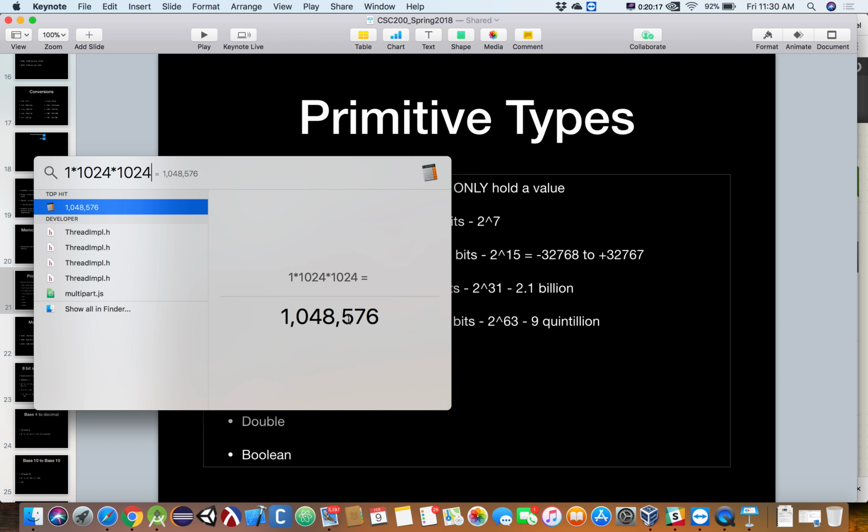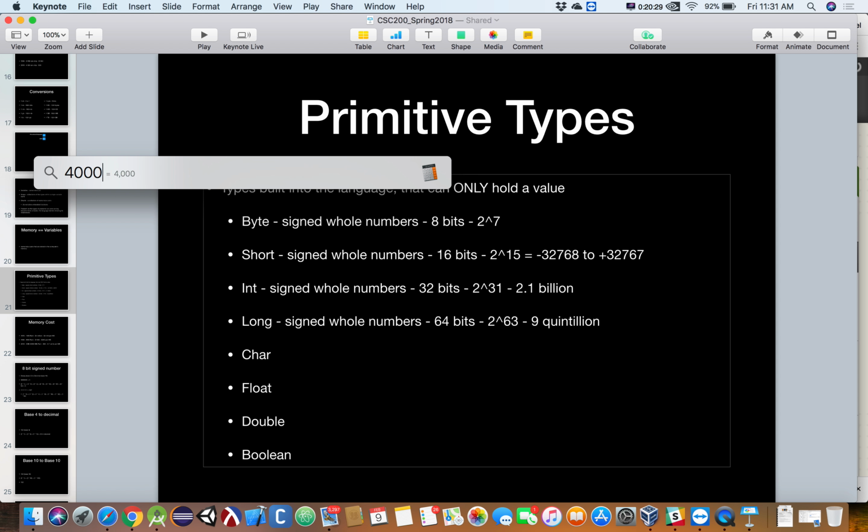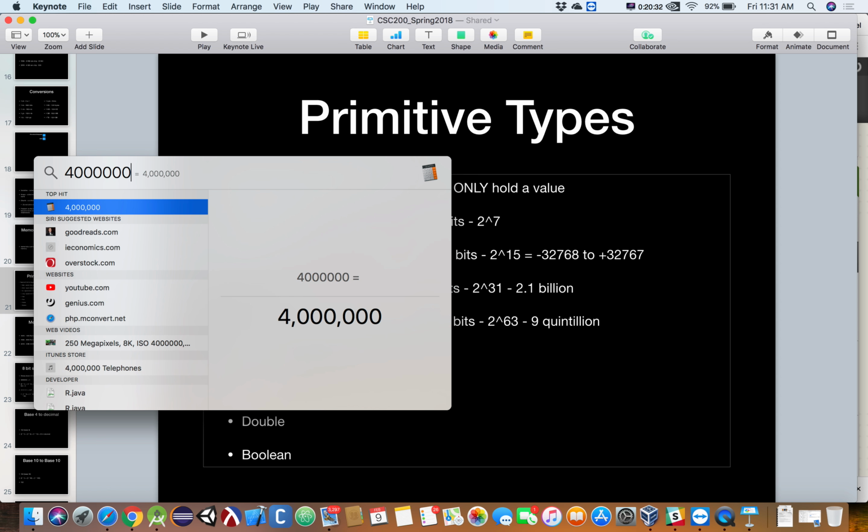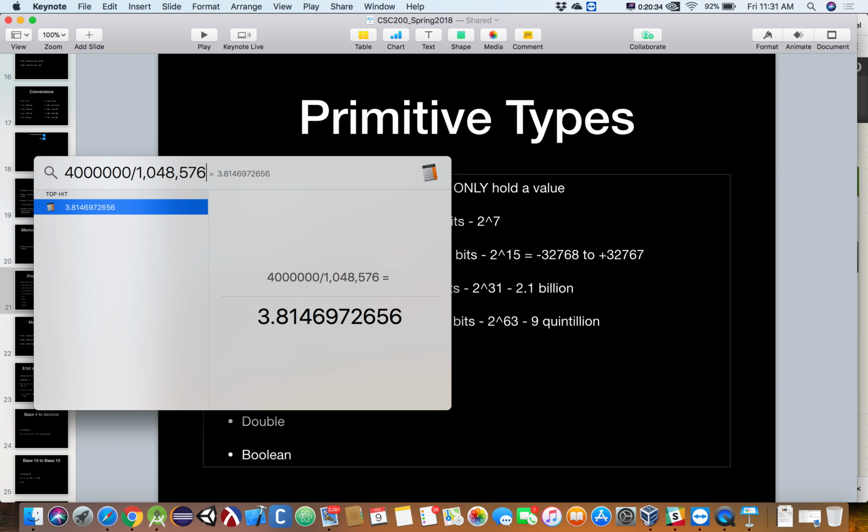So let's just steal this number here. Oh, big money. So 4 million, 400,000, that's 4 million. We'll divide it by that. So that is $3.81 per byte, times 8. So to store a long in 1968 cost you $30. You were using $30 worth of resources to store a single 64-bit value.